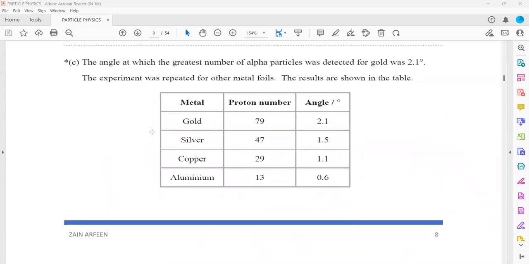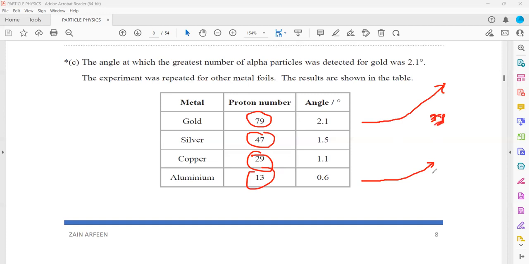The angle at which the greatest number of alpha particles was detected for a gold foil was 2.1 degrees. This experiment was repeated with other metals. The highest deviation is from gold. You can see the proton numbers: for gold it is 79, for silver 47, copper 29, and aluminium. So why does aluminium have the least deviation, but in the case of gold the angle of deviation is more? Because gold contains 79 protons, so there is a stronger electrostatic force compared to aluminium, which has only 13 protons.